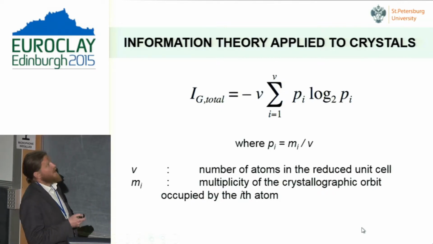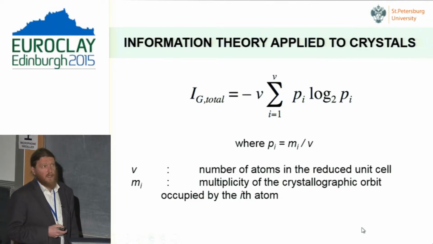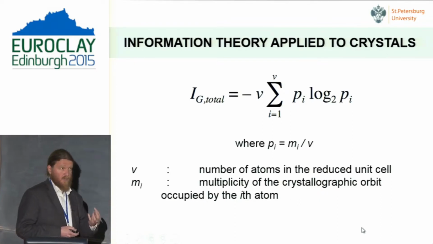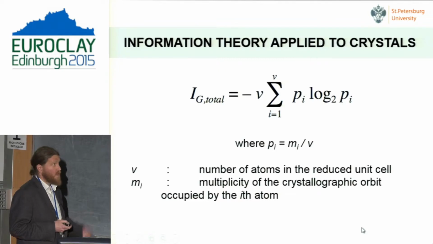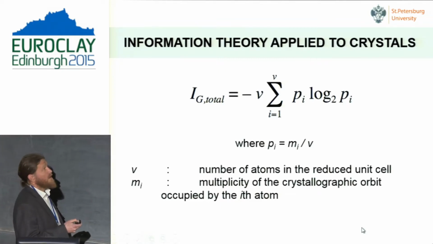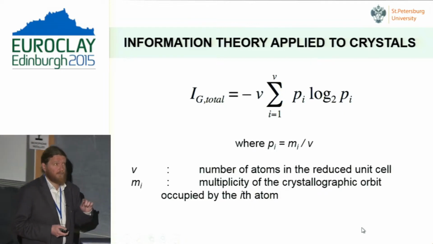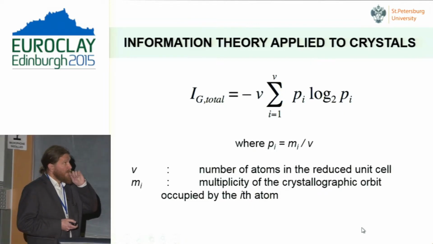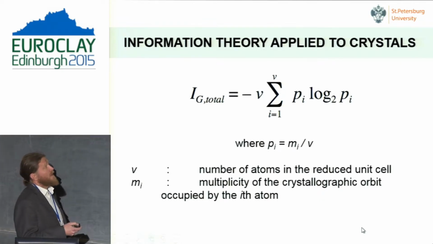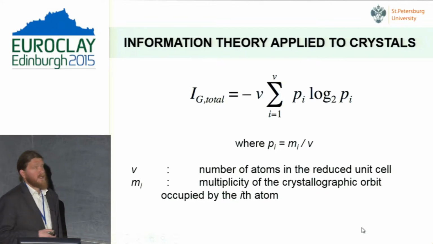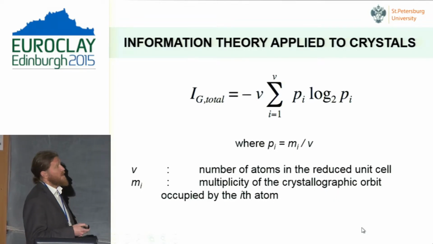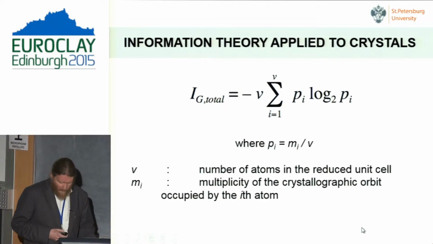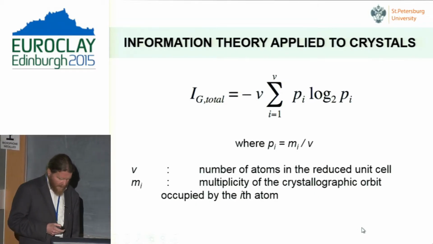So we can simply write the information amount of some particular structure in terms of the information amount of its unit cell, like here. This is the number of atoms in the reduced unit cell. It's better to use a reduced unit cell, and this is the probability of occurrence of a particular atom from some particular group. This value is also calculated in a very simple fashion. This is the multiplicity of the crystallographic orbit, I mean the number of atoms of a particular crystallographic type in the reduced unit cell, and this is the number of atoms in the reduced unit cell.